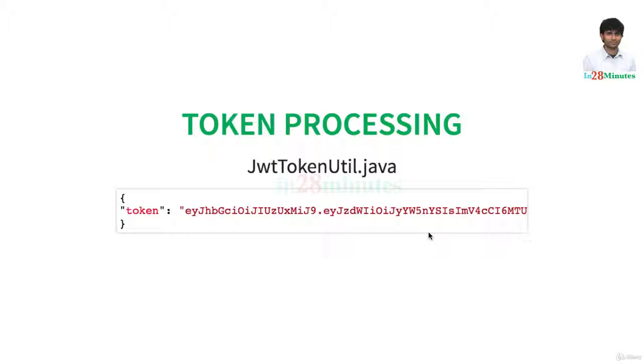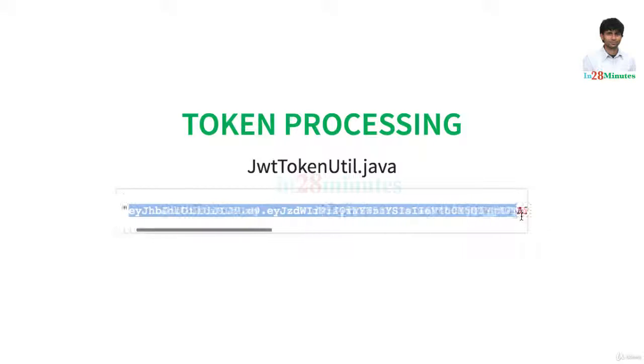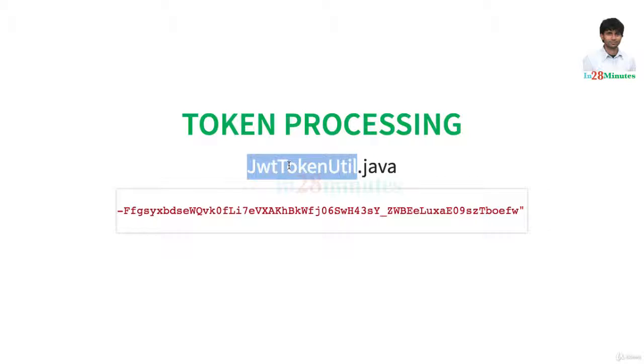One of the important things to understand is JWT tokens are very complex to handle. If you see this one, it's so huge, right? This is one of the tokens which we used in our own application, and this is huge. That's the reason why for doing all the token processing, we have a file called JwtTokenUtil.java. This helps us in creating the tokens.